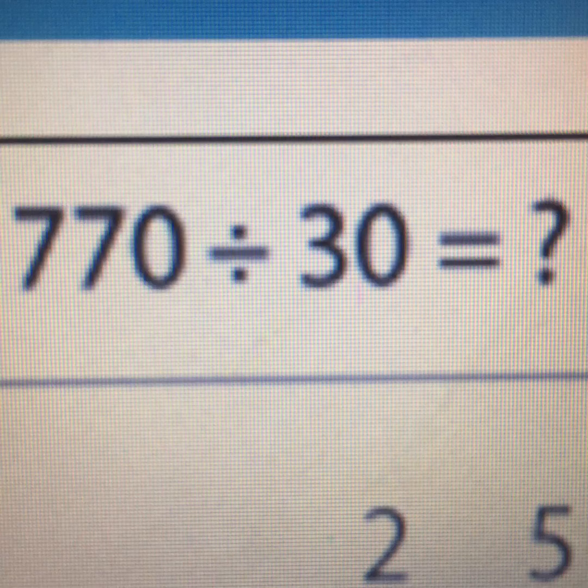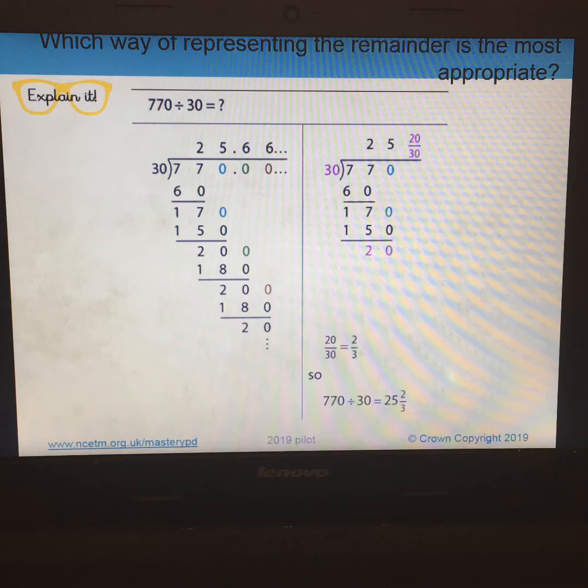Okay, for this next question, I want you to work this out, and then I want you to think about which way of representing the remainder is the most appropriate. And I'm not going to give you a context this time, but hopefully you will see which way of representing the remainder is the best way, is the most appropriate way. So have a go at working it out as a decimal remainder first of all, and then try a fraction. I want you to tell me which way is the most appropriate. Off we go.